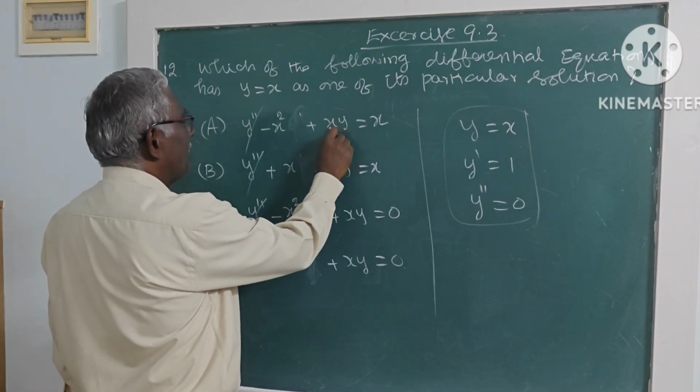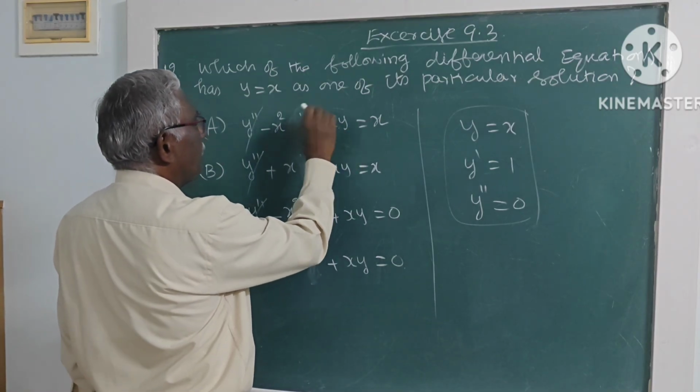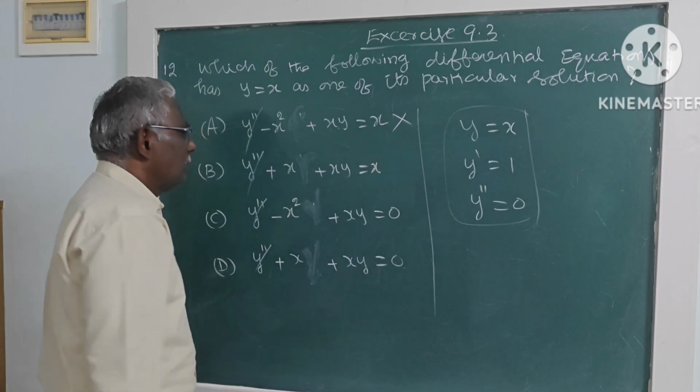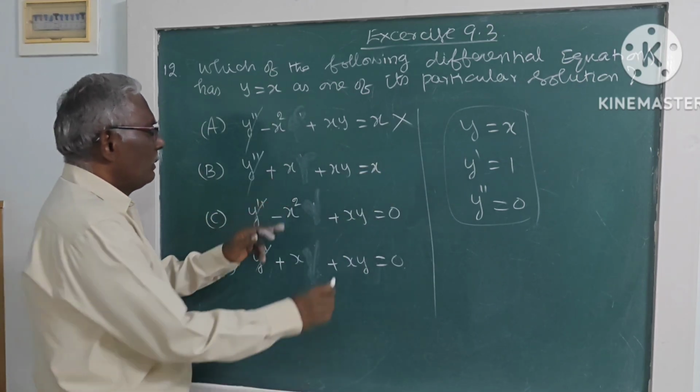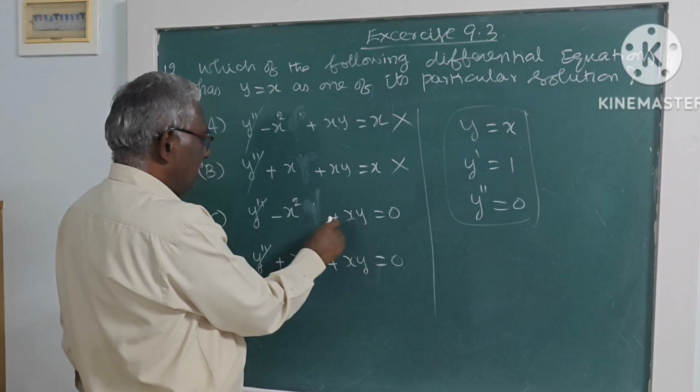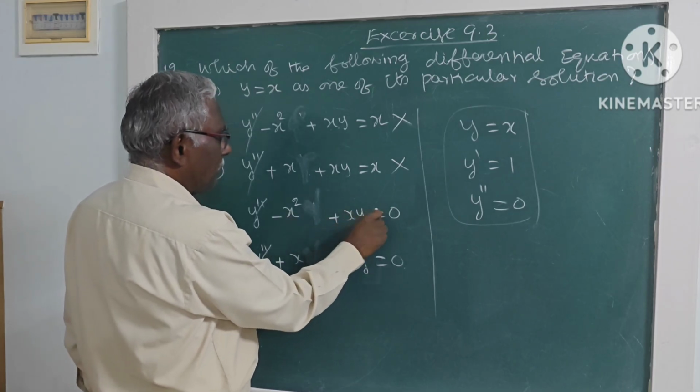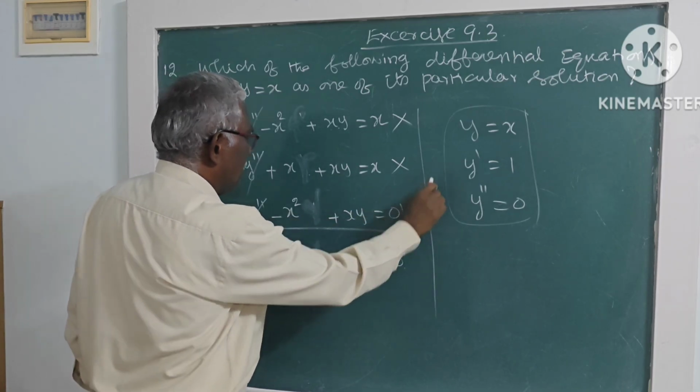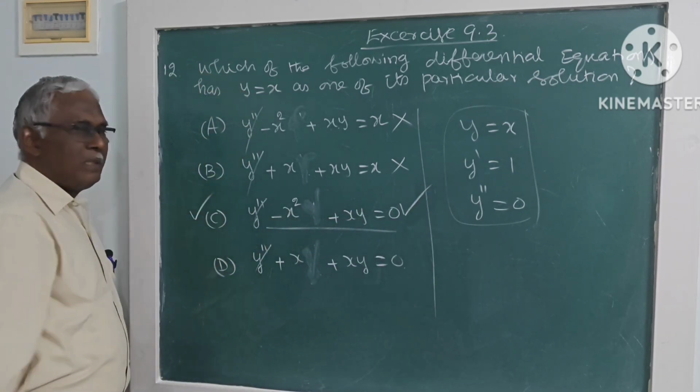So y is equal to x means minus x square plus x square cannot be x, it's not there. So this is also not there. We put y is x, minus x square plus x square is 0. So C is the answer.